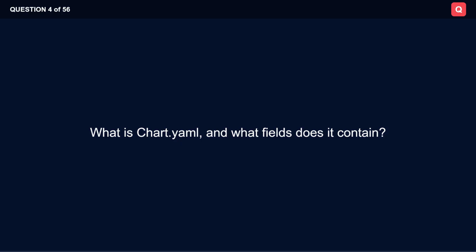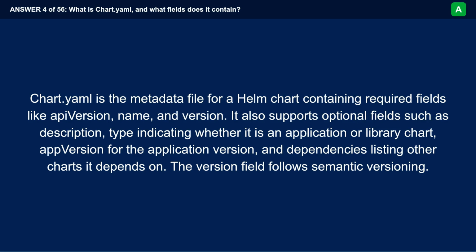What is Chart.yaml, and what fields does it contain? Chart.yaml is the metadata file for a Helm chart containing required fields like apiVersion, name, and version. It also supports optional fields such as description, type indicating whether it is an application or library chart, appVersion for the application version, and dependencies listing other charts it depends on. The version field follows semantic versioning.